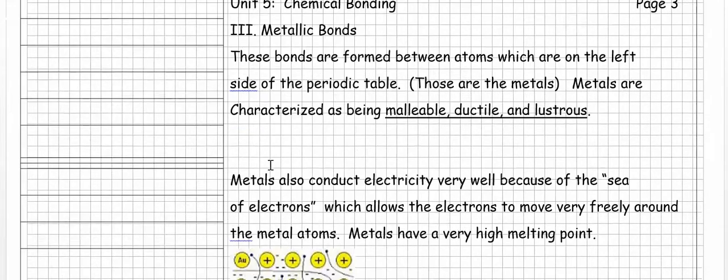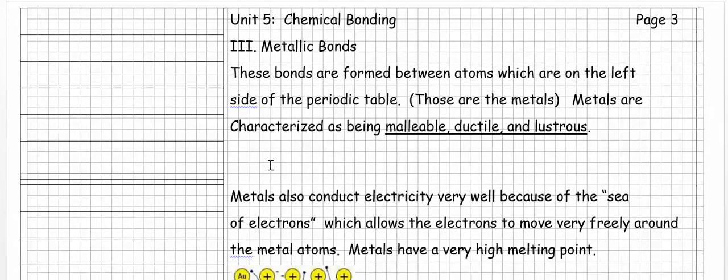All right. Let's talk a little bit now about metallic bonds. Now, metallic bonds are formed between atoms which are both on the left side of the periodic table. These are the metals, you recall. And metals are characterized as being malleable, ductile, and lustrous. Think about gold or silver. They can be bent into a shape, they can be pulled into wires, and they're shiny. That's what those three words mean.